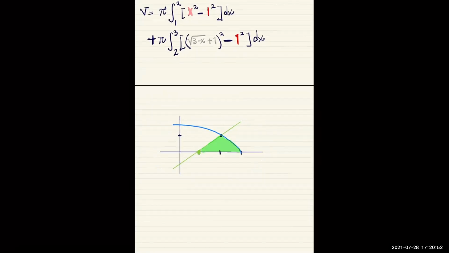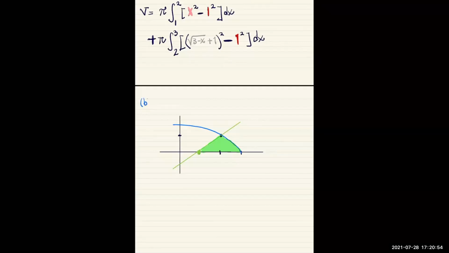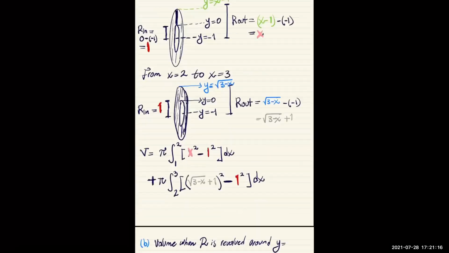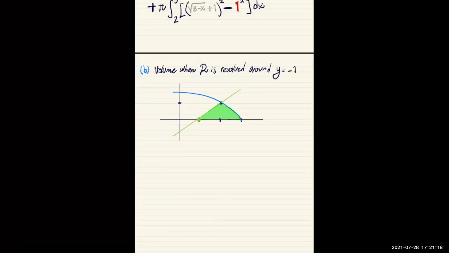Wait, so it's a shell method with respect to dy or dx? We'll see. Well, it depends on the picture. Oh, the picture, okay. I'll show you in a second. So again, volume when R is revolved around y equal to, what was it, -1. So now we're going to use shell method.